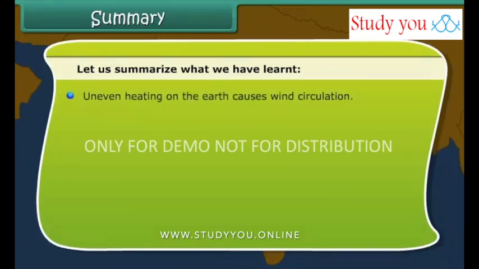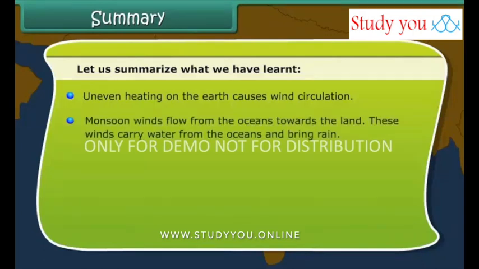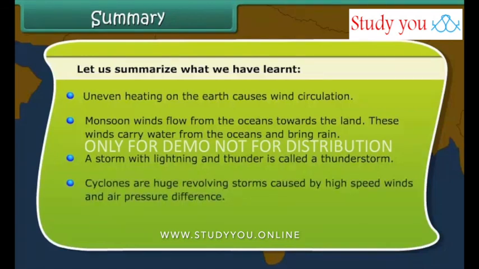Uneven heating on the earth causes wind circulation. Monsoon winds flow from the oceans towards the land. These winds carry water from the oceans and bring rain. A storm with lightning and thunder is called a thunderstorm. Cyclones are huge revolving storms caused by high-speed winds and air pressure difference.